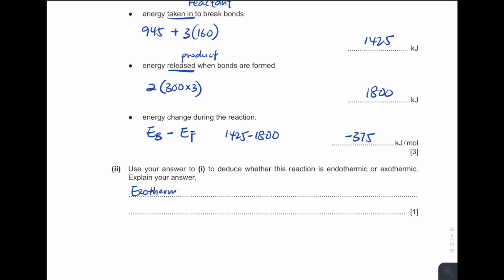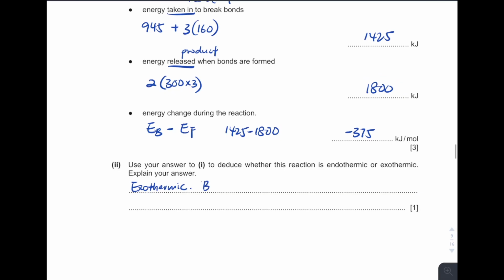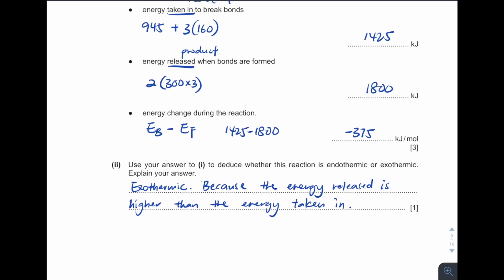And explain why. Now you have to compare the energy taken in with the energy released. Which one is greater? Energy released is greater, isn't it? So therefore the answer: because the energy released is higher or greater than the energy taken in or absorbed. That's it. You just compare.